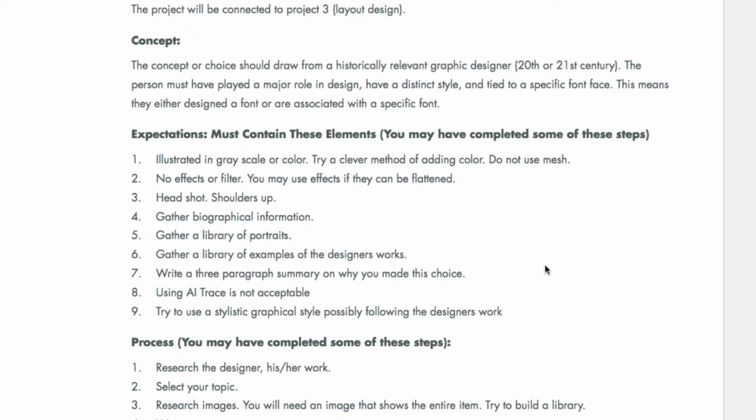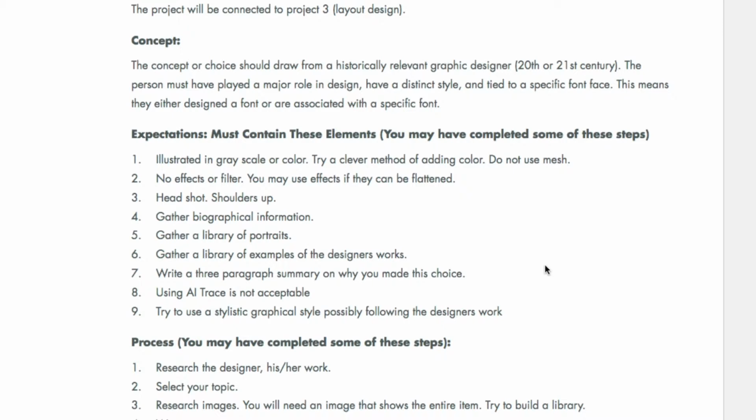No effects or filters. It needs to be a headshot, shoulders up. Like from here to here. Does that make sense? I don't want the full figure. I don't want to see the whole person. The reason for it is that it's too small. I want to see shoulders up. That's why I had you research portraits.